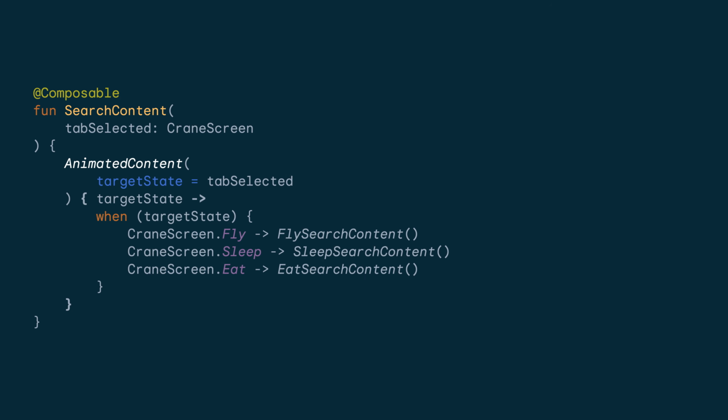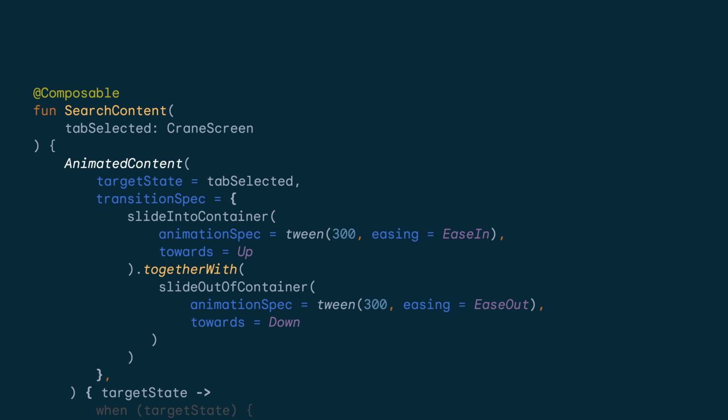So back to the code. Changing the transition spec of AnimatedContent, we can customize how the new composable coming on screen will enter the screen, and how the old composable will exit the screen. In this example, we are using slideIntoContainer to slide the content towards an upwards direction, and slideOutOfContainer in a downwards direction. We have also customized the animation spec to set a custom duration and easing function.